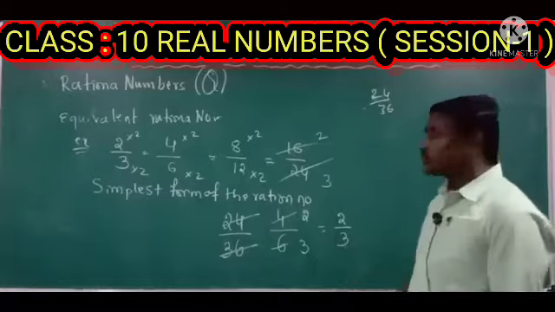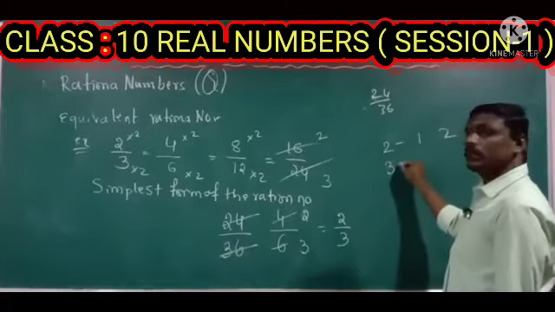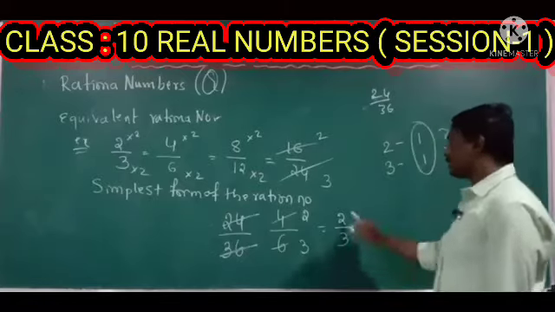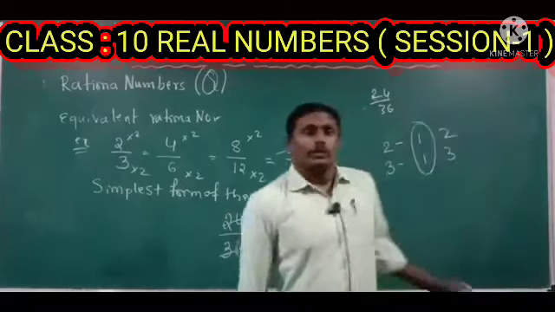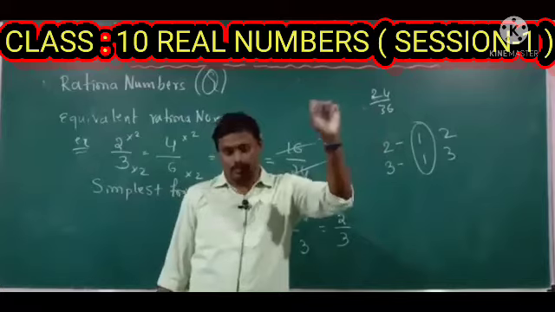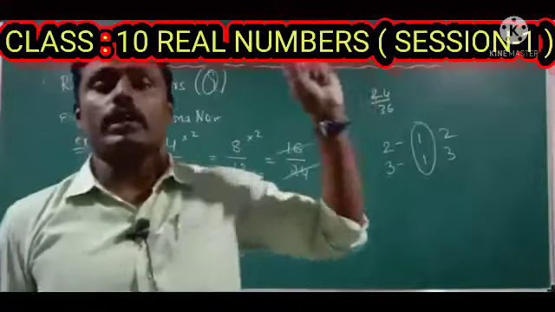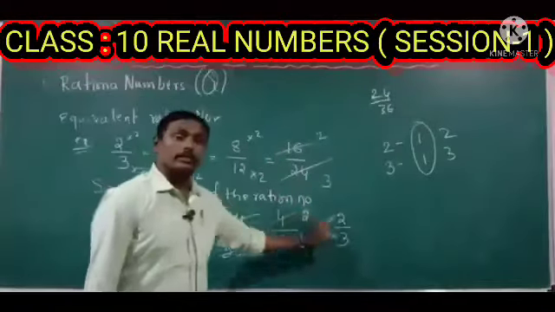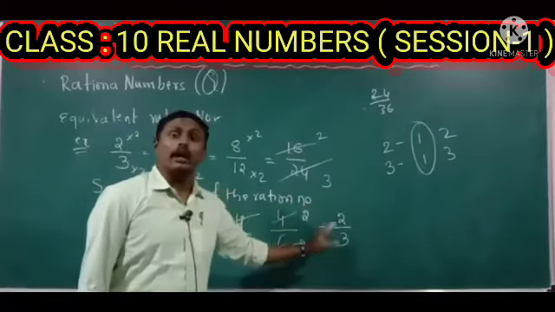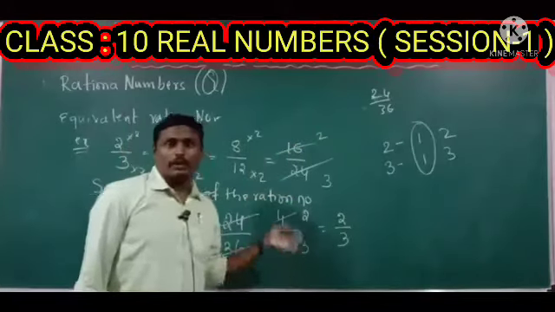So what are the factors of 2 and 3 here? The factors of 2 are 1 and 2, and the factors of 3 are 1 and 3. So 1 is the common factor in these two numbers. It means when we convert a rational number to its simplest form, their HCF is 1 only. Here 2 and 3 are two co-prime numbers. So it's one of the important properties of the rational number.